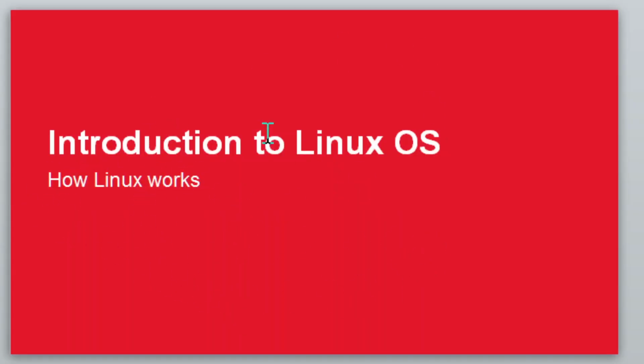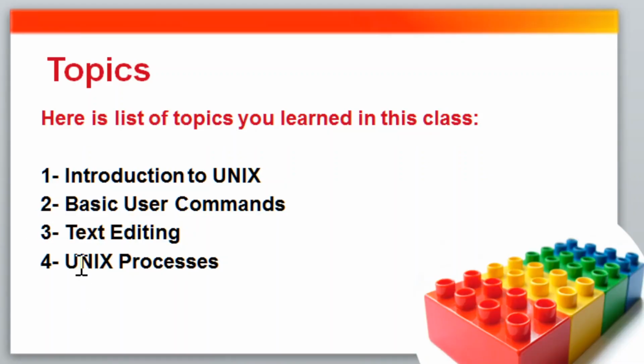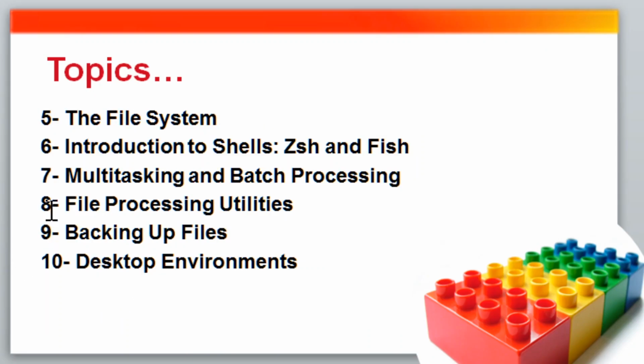So this concludes Introduction to Linux OS. In this course, we learn Introduction to Unix, basic user commands such as move, copy, ls, cd, and others, text editing with vi and vim, UNIX processes, the file system and how it works, introduction to shells such as Z shell and fish shell, and the default bash shell, multitasking and batch processing, file processing utilities, backup files such as CPIO, tar, gzip, and dd, as well as some desktop environments such as KDE, GNOME, and Ubuntu and Debian.